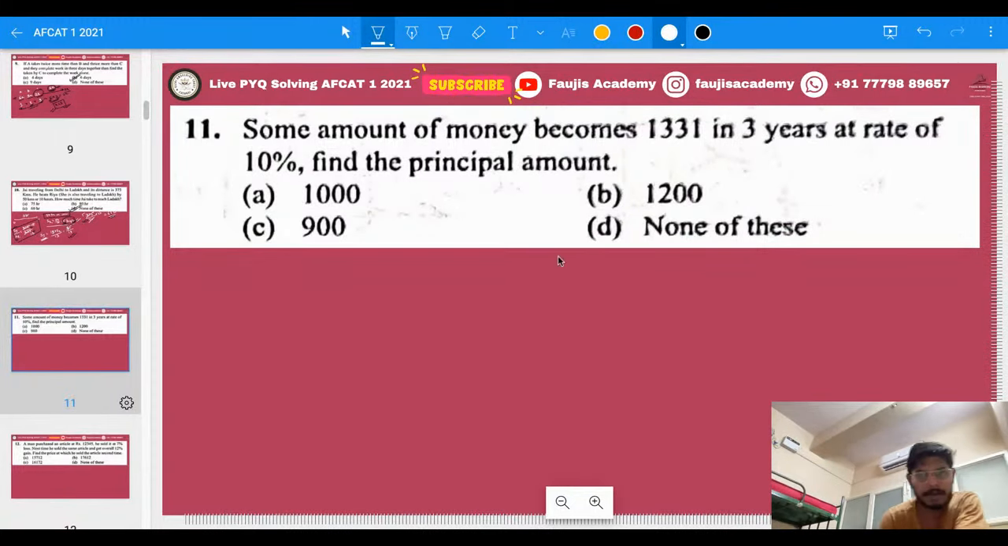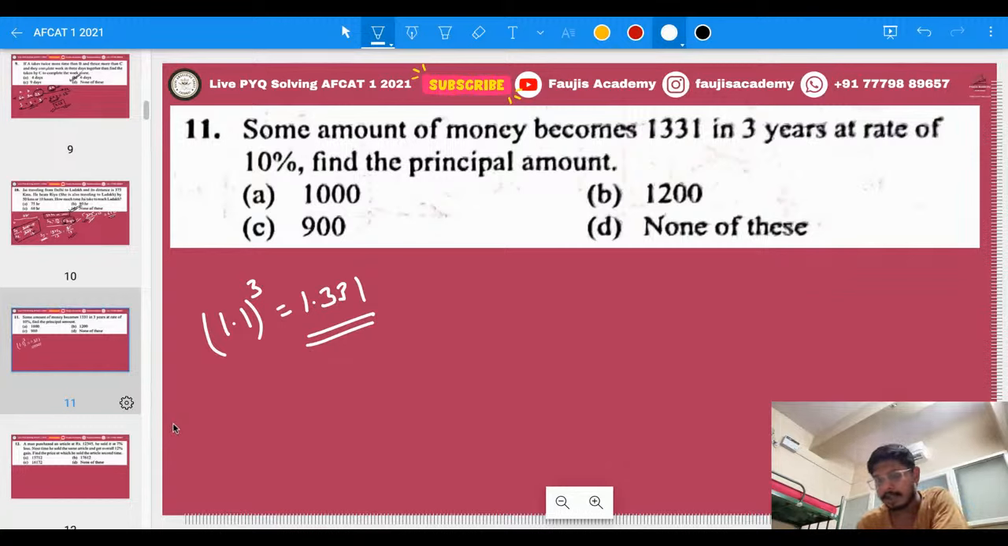Okay. Some amount of money becomes 1,331 in 3 years at the rate of 10%. In 3 years, at 10%, that means 1.1 raised to the power 3, right? Is it 1331? If it is 1331, we just have to know 1.1 cubed, which is 1.331, right? So obviously the money must have been 1,000 rupees, right? Then only this particular value will become 1331, right?